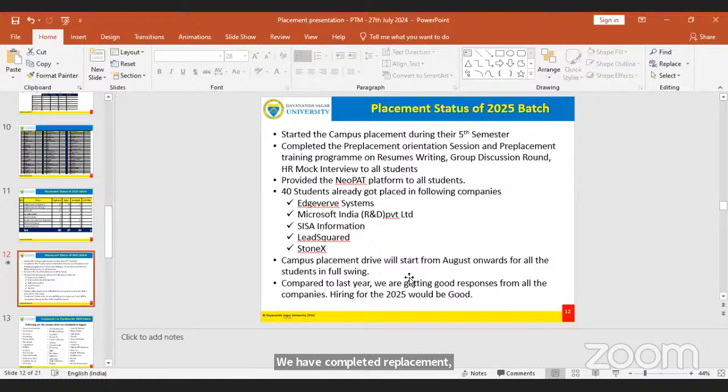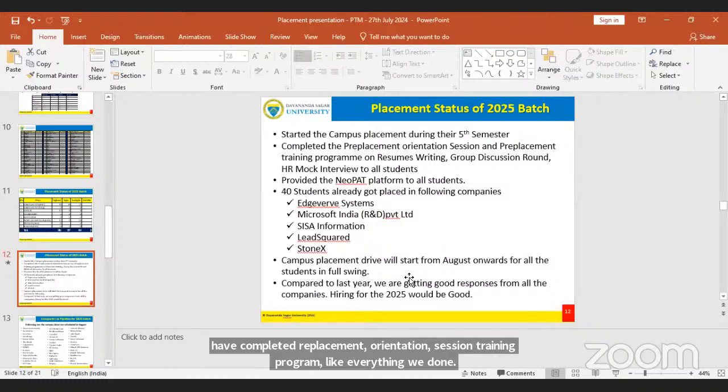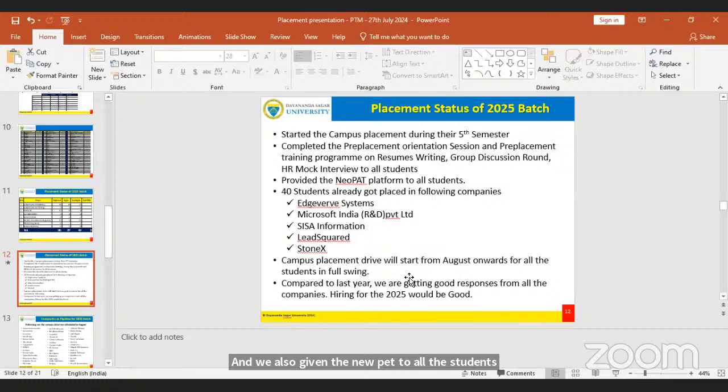And we have also given Neopad to all the students so that they can clear at least 4 rounds of the selection process with the Neopad platform. For example, the aptitude test, if it is there, you can practice in Neopad, and you can clear the aptitude test easily in any campus drive. Similarly, coding is also available in Neopad.